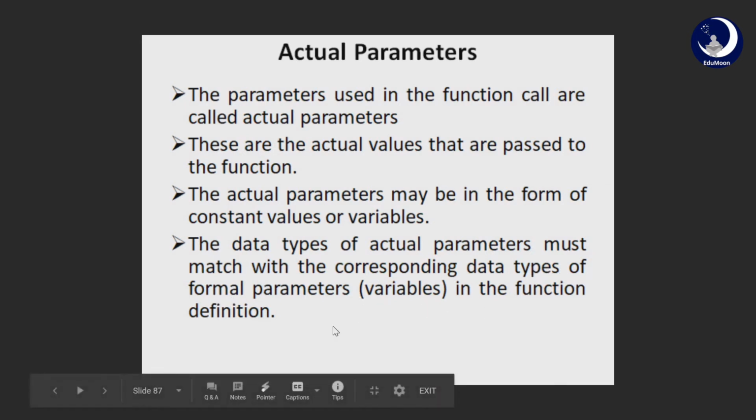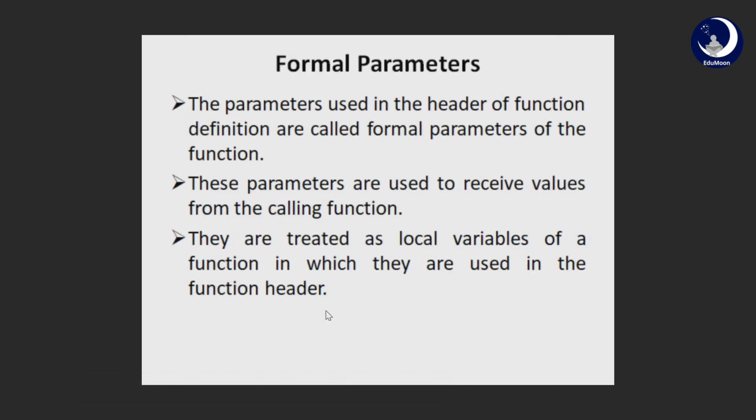Formal parameters. The parameters used in the header of a function definition are called formal parameters of that function. These parameters are used to receive values from the calling function. They are treated as local variables of the function in whose header they are used.